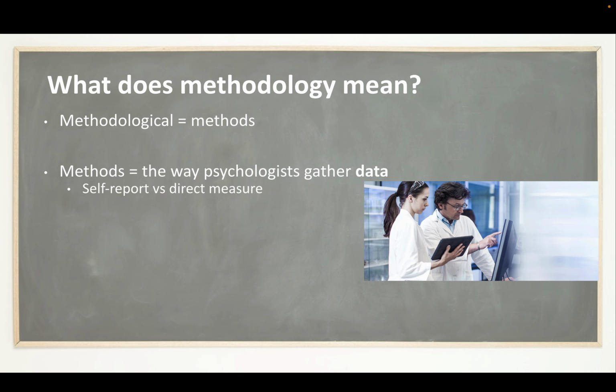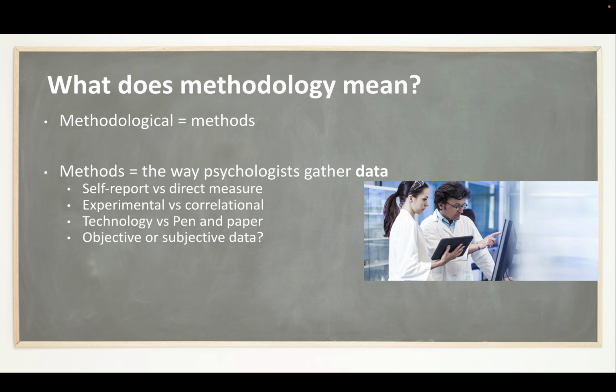So we can think of things like, do they get self-report from the participants or are they measuring it directly themselves? Are they relying more on correlational studies or experimental studies? Are they using old-fashioned pen and paper or do they have to use modern technology? And is the data they're getting subjective, so it's open to opinion and bias, or is it objective?